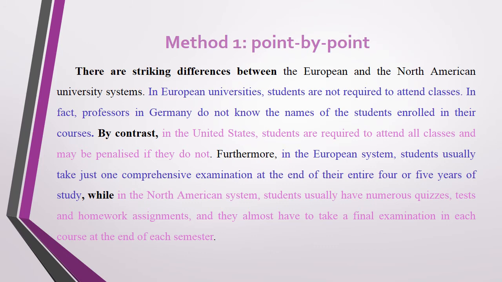Here, this is a good example of a point-by-point development. Topic sentence, then feature 1, then feature 2, and if the discussion is long and we have more features, we can have feature 3, feature 4 till we finish the whole contrast.